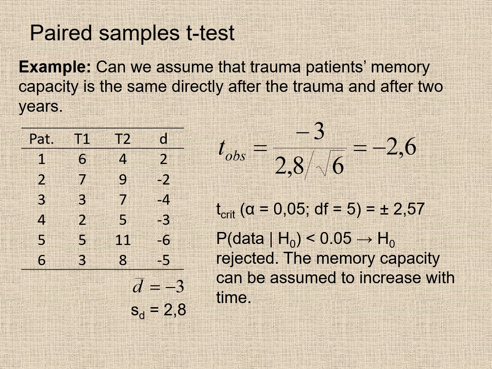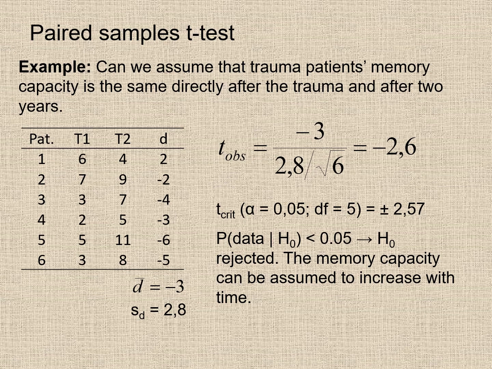So we calculate the t-value by taking this average difference in the sample, -3, divided by the standard error. And the standard error we receive by taking the standard deviation, 2.8, divided by the square root of the sample size 6. And we receive a value of -2.6. This value tells us that this average difference, -3, is 2.6 standard errors below value 0.